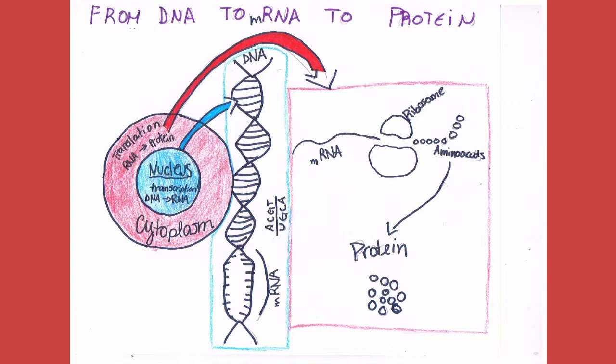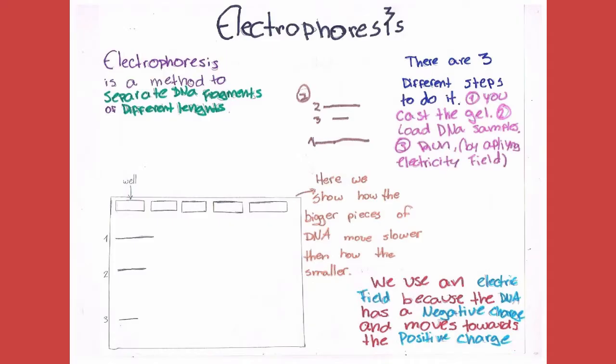The translation is performed in the cytoplasm, and the mRNA comes out from the nucleus to the cytoplasm, where it goes through the ribosome and it is converted to amino acids. Finally, the amino acids are folded into a shape, thus forming a protein.